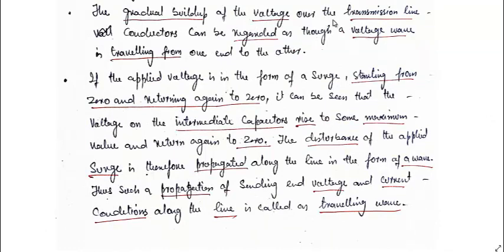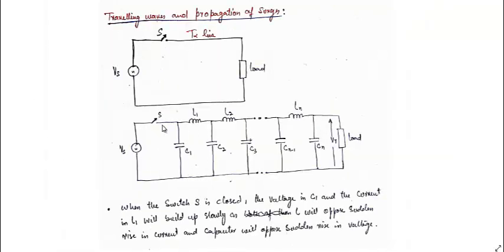The gradual build-up of the voltage over the transmission line conductors can be regarded as though a voltage wave is traveling from one end to the other. We can regard this as a voltage wave which travels from the sending end towards the receiving end, like a water wave. It travels over a finite time, because it will not flow from the sending end to the receiving end instantaneously. It will definitely take some time because of the presence of capacitance as well as inductance.